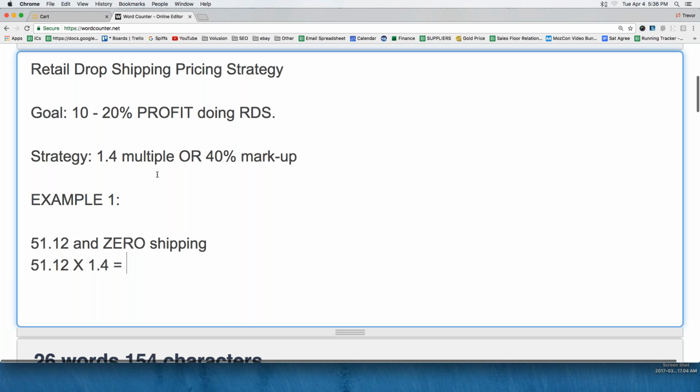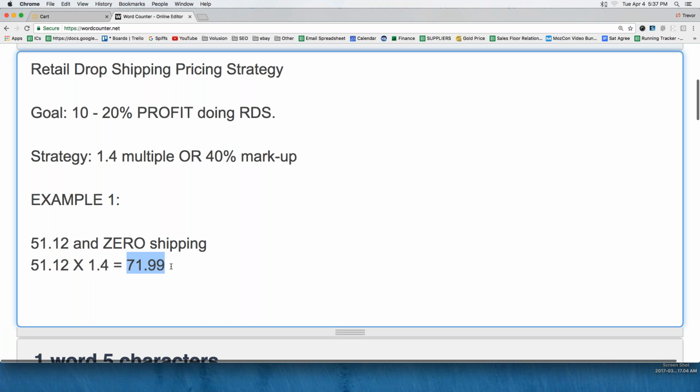So we're going to say $71.99 would be our sale price. See how easy that was? Raw price plus any associated shipping. In this case, we don't have any shipping, so really all we do is take the raw price and multiply it by 1.4. That should give us a sale price.